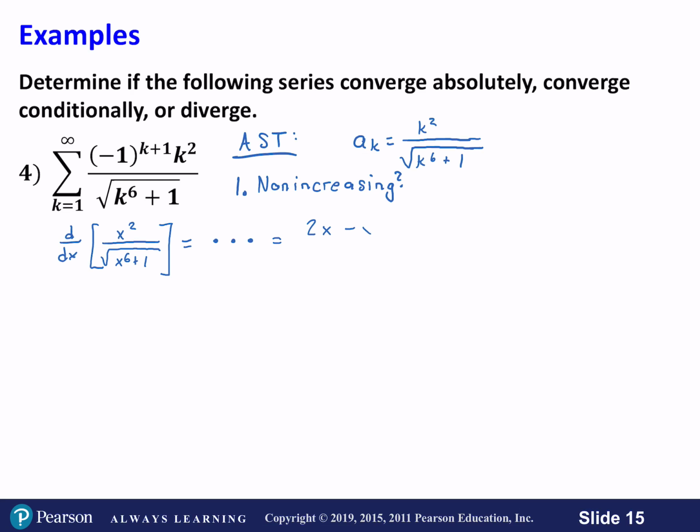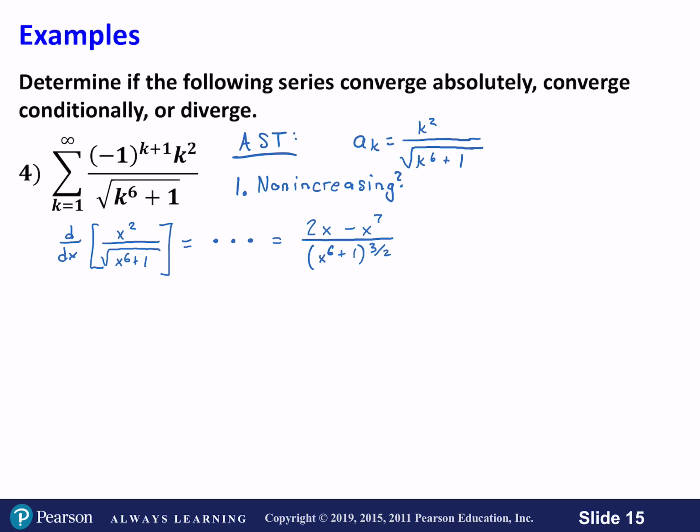2x minus x to the 7th, divided by (x to the 6th plus 1) to the 3/2 power. And ask yourself, is this thing always less than or equal to 0? Well, the denominator certainly is. x to the 6th plus 1 is always greater than or equal to 0. Well, the denominator is always positive, but the numerator is negative whenever x is greater than 2.